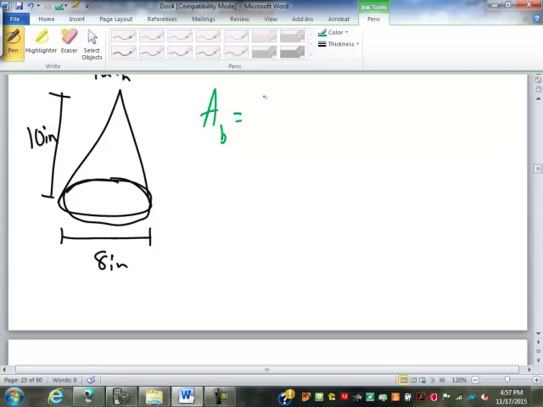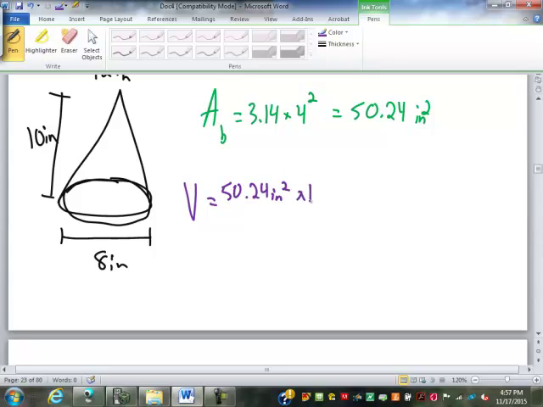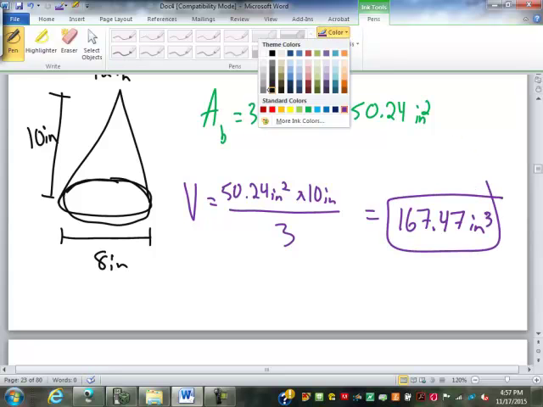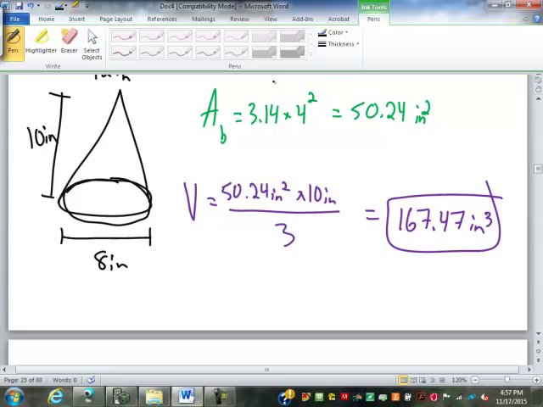The area of the base, it's a circle now, so it's 3.14 times 4 squared, otherwise known as 50.24 inches squared. But then the volume is going to be the 50.24 inches squared times 10 inches divided by 3, otherwise known as 167.466 or 167.47 inches cubed. Not bad at all. Try that now with a 2 instead of the 8 and a 4 instead of the 10.